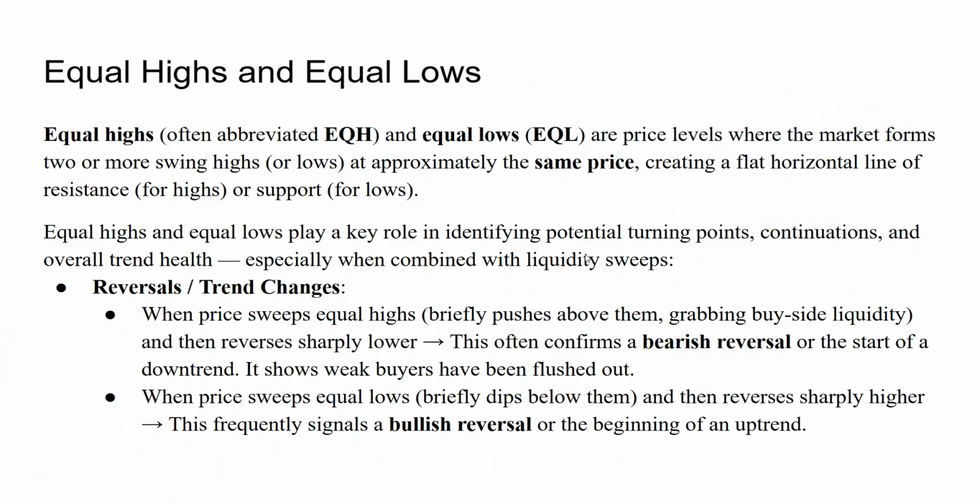So what are equal highs and lows? Very self-explanatory. They're price levels where the market forms two or more swing highs or lows at approximately the same price, and it just gives us a flat horizontal line. It shows us support or resistance throughout the candle's movement for the day.